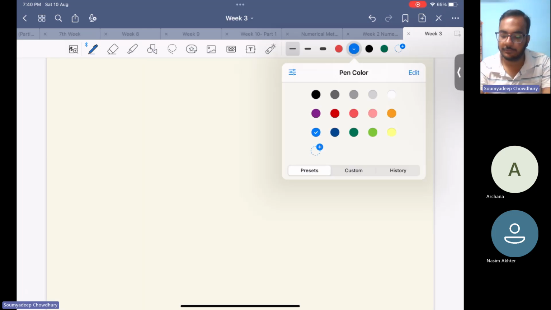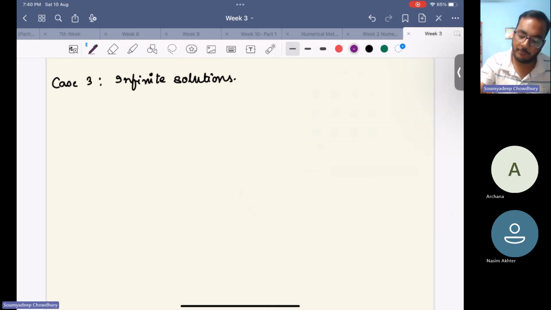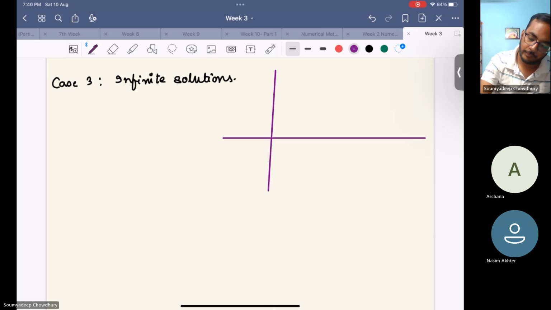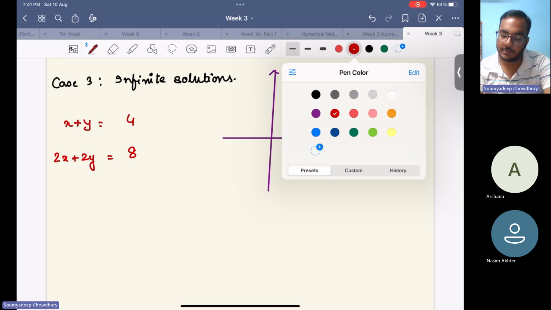So the third case is, case 3, basically when you have an infinite number of solutions. So when do you think two lines can have an infinite number of intersection points? Suppose you have two equations like this. One is x plus y equals to 4. Another is 2x plus 2y equals to 8. So what do you think will be the solution for this? How will the two lines look? At least that much you tell me.